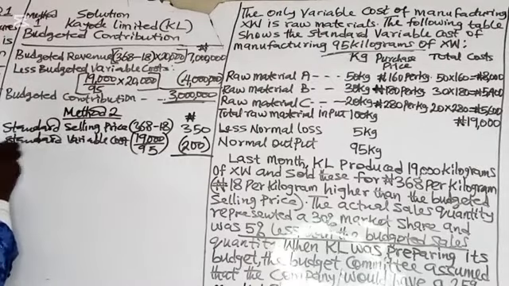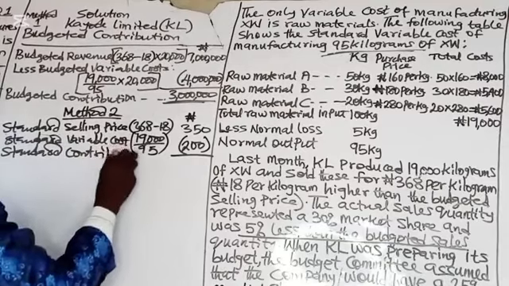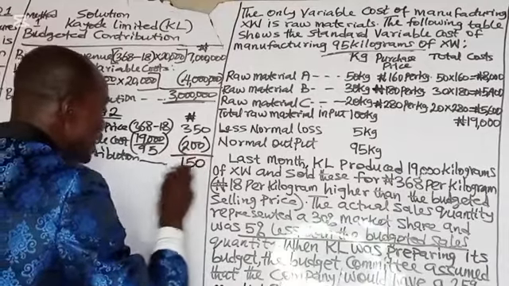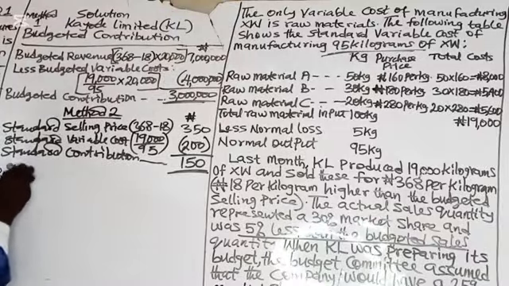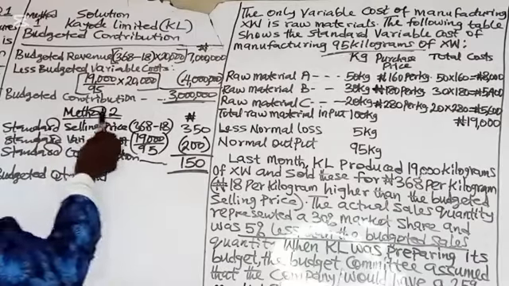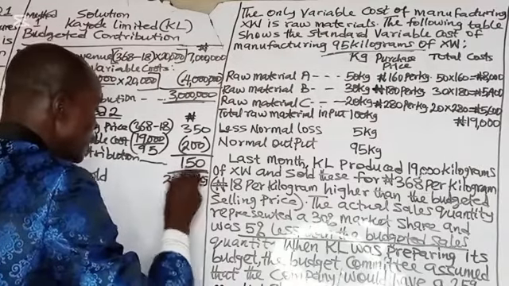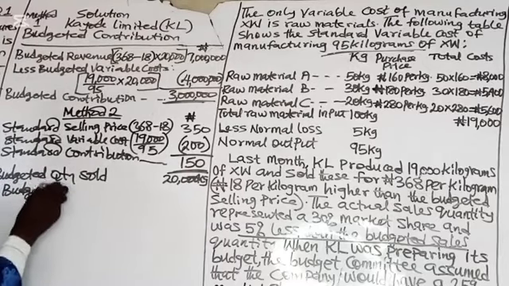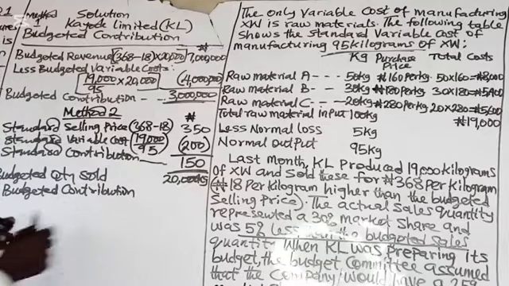Therefore, standard contribution, 350 minus 200, that is 150. The standard contribution is 150. Therefore, budgeted quantity sold, as calculated earlier, we got 20,000 kg. Therefore, budgeted contribution is 20,000 times 150.